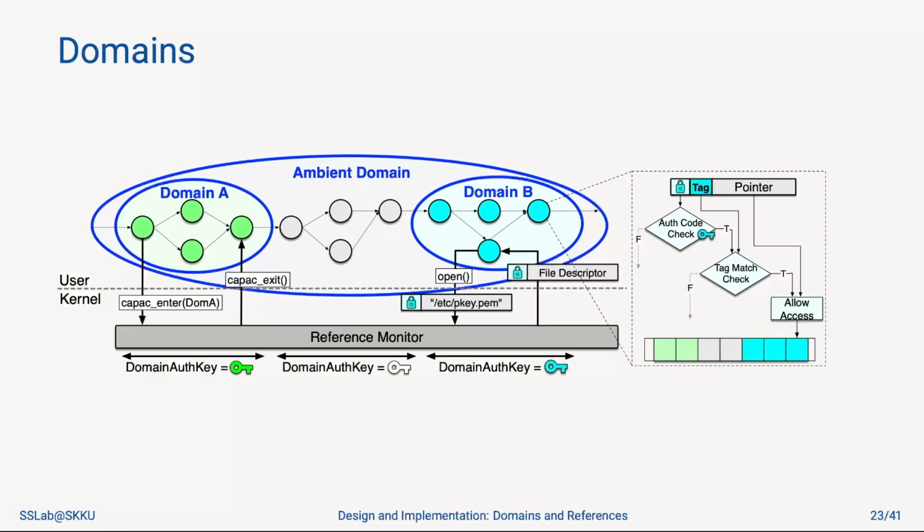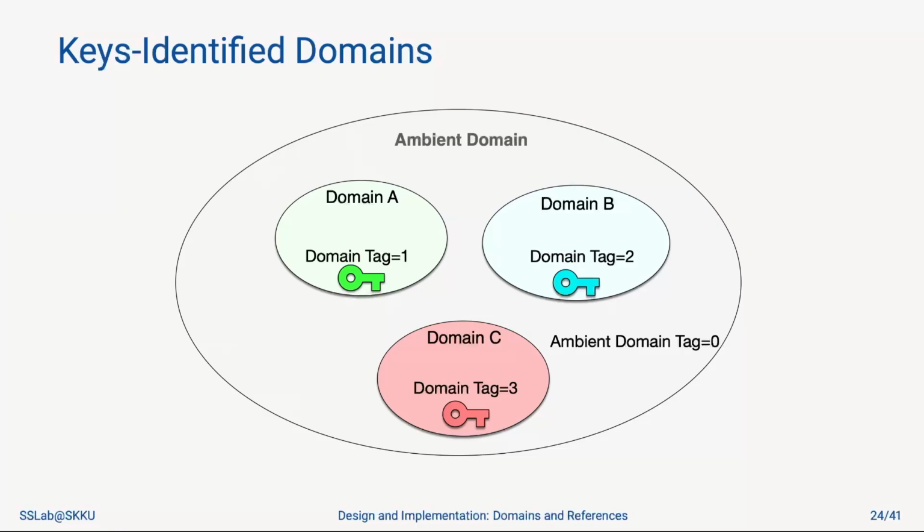We have just now covered the overview of Capacity. Let us now visit two of the Capacity core concepts, domains and references. First, Capacity domains. Aside from the authentication key, each Capacity domain is also associated with a dedicated MTE tag. The ambient domain is given the ambient key and the tag of 0. We use the key DB for the domain authentication key since it is unused by most pointer authentication-based defenses. The DA key is used for the ambient domain.